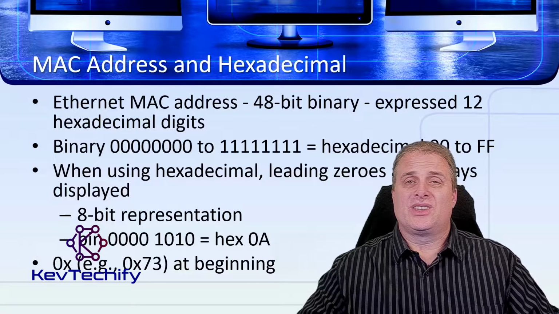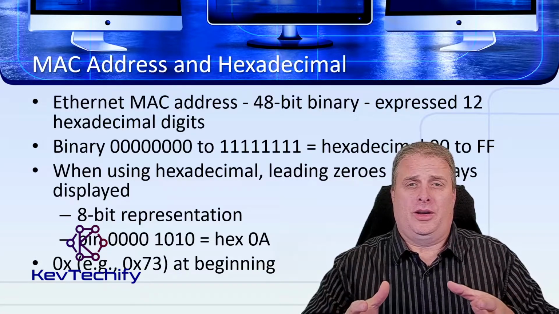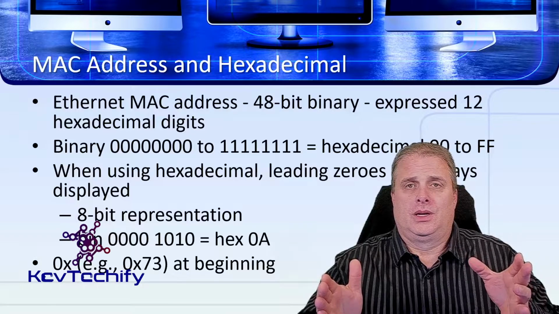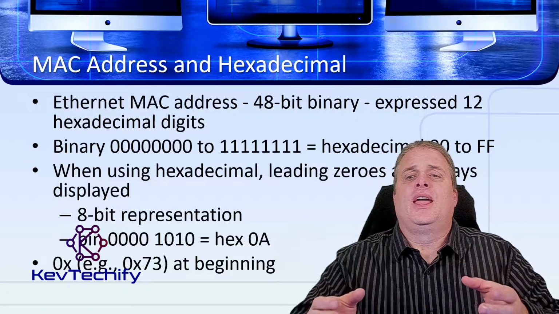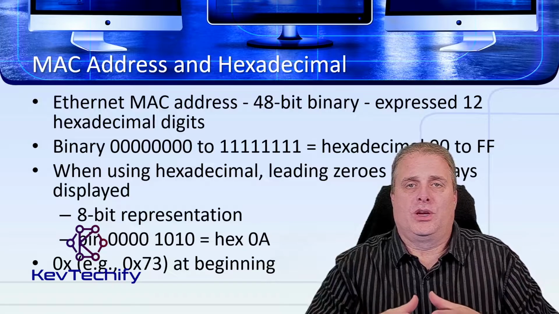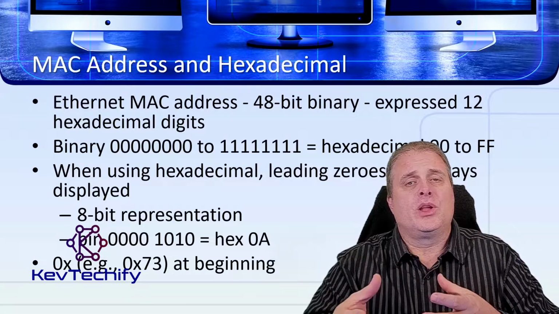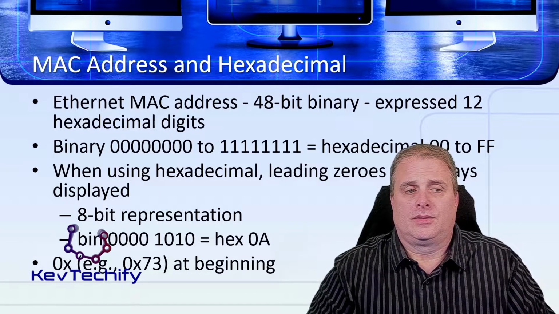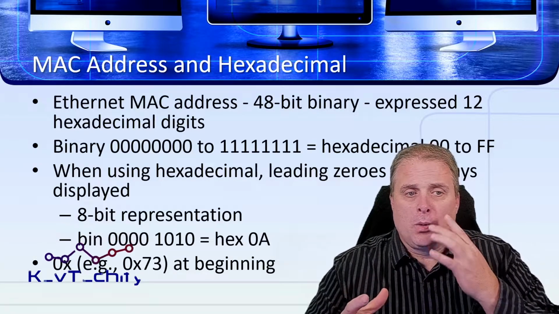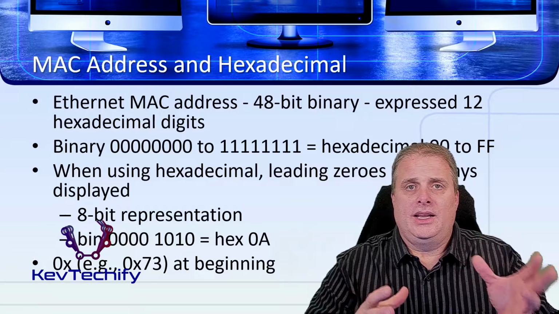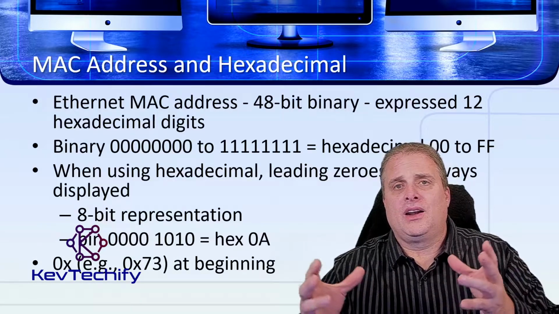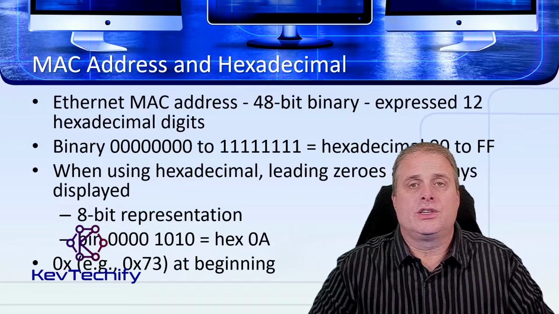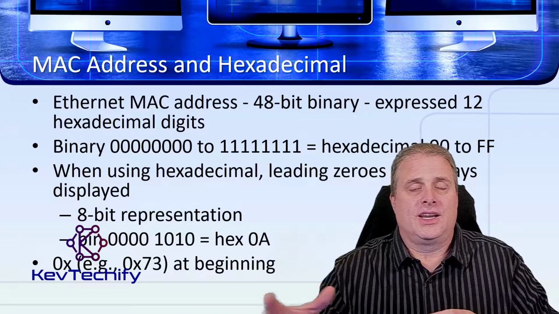The Ethernet MAC address is 48 bits long in binary. That means it's a string of 48 ones or zeros. And then what we do is we express that in 12 hexadecimal numbers. We change it into hexadecimal numbers for us humans to better understand it. And what we can do is take the binary 8 zeros all the way up to the binary 8 ones, and that is equivalent to a hexadecimal 00 to hexadecimal FF.